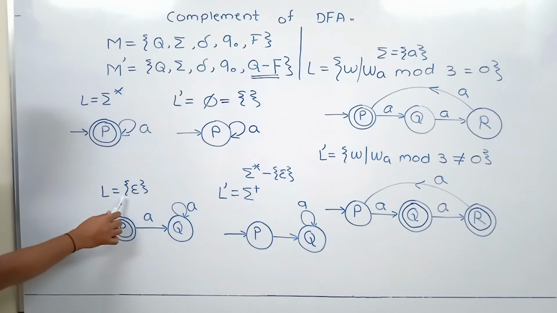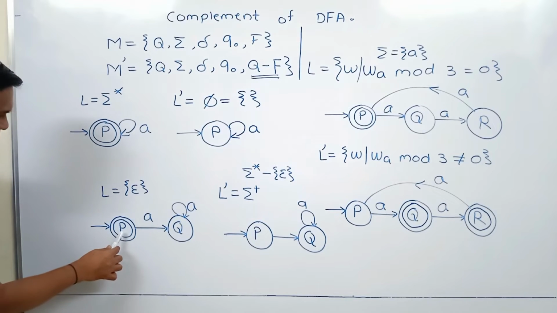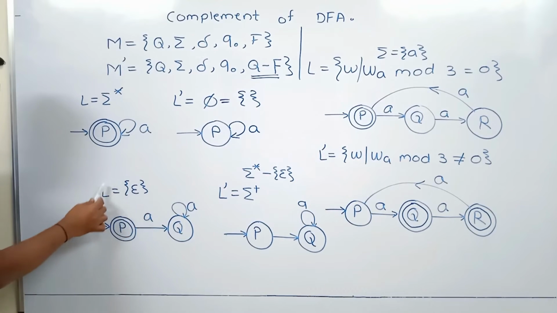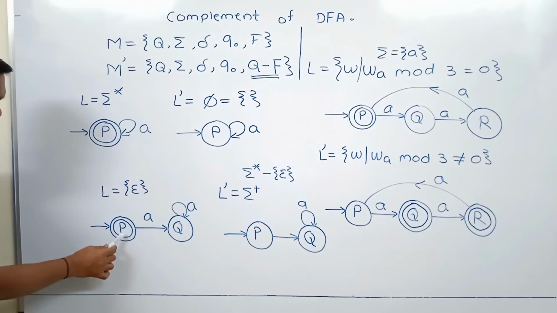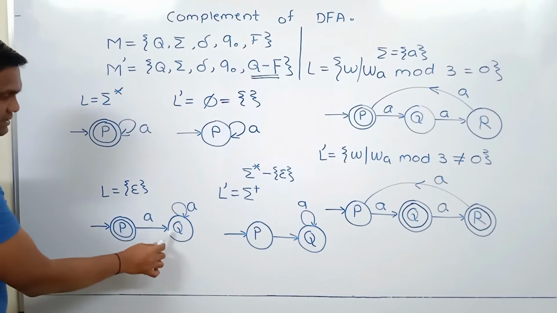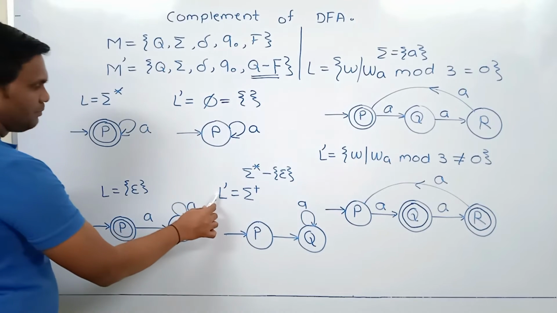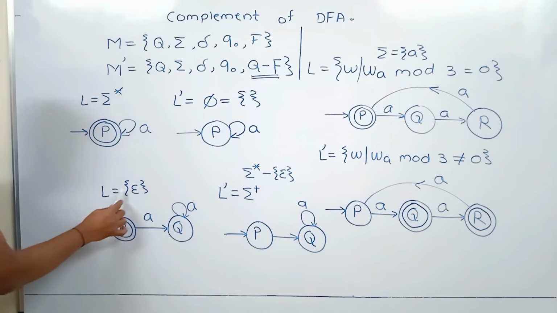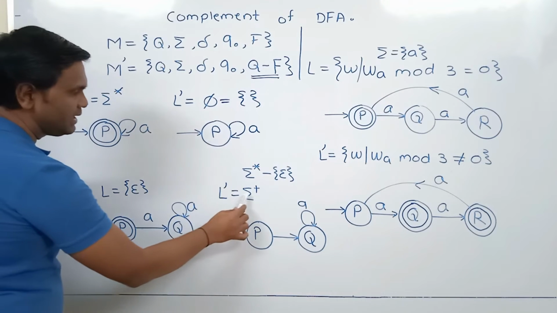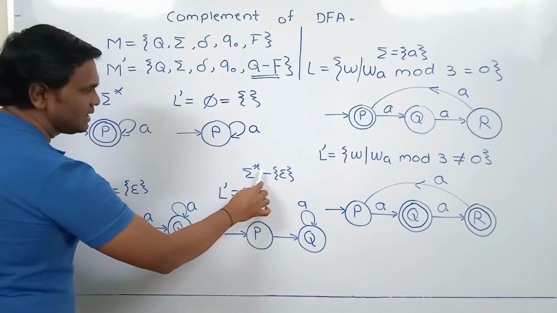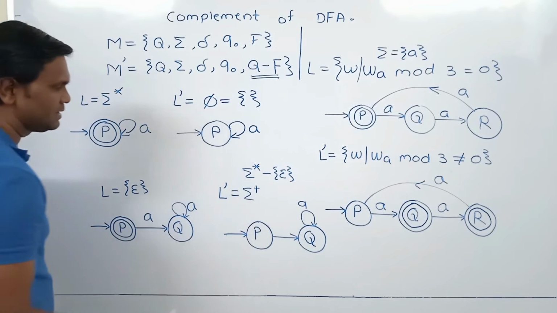Now consider L equal to the singleton set containing epsilon. So we take states P and Q. Epsilon is accepted in the initial state, since epsilon is part of the language. The initial state is a final state, and every other string is rejected in state Q. Q is a trap state. So for the complement, if L is equal to the singleton set containing epsilon, L complement is sigma plus, since sigma star minus epsilon is sigma plus.